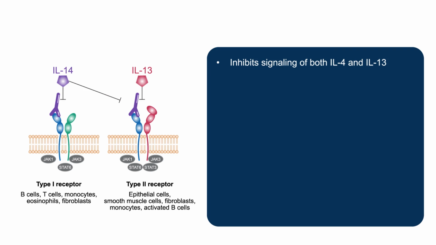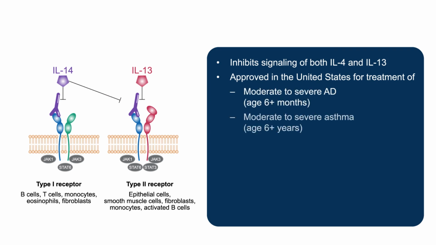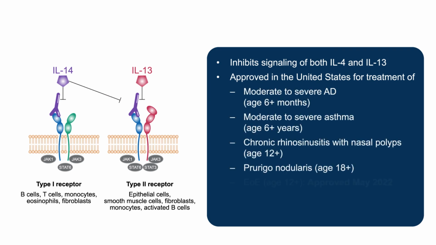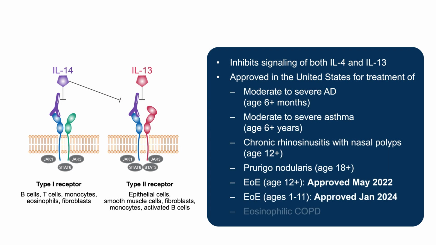Through this pathway, it helps decrease the Th2 pathway that we reviewed in the former slide. It's been approved in the United States for treatment of moderate to severe atopic dermatitis, asthma, chronic rhinosinusitis with nasal polyps, prurigo nodularis, and more recently has been approved for the treatment of eosinophilic esophagitis in ages 12 and over in May 2022 and ages 1 to 11 in January 2024.